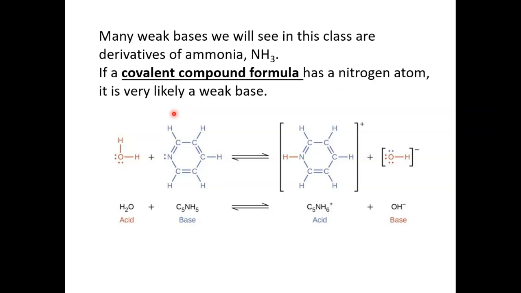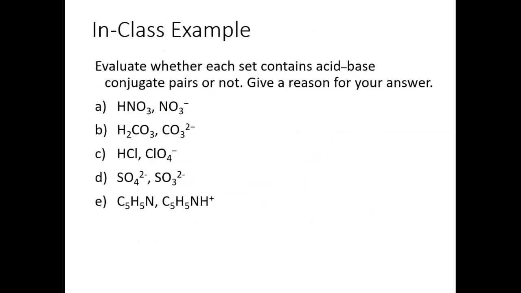How do I know if it's a weak base if I don't recognize the compound? I'm telling you right here. If it is a covalent compound, so no metals, with a nitrogen, it's a weak base. Weak base meaning it's going to do what? A base is going to accept an H plus from something else. So just looking at E, this is actually what I just showed. It's just the N is written at the end of this formula.